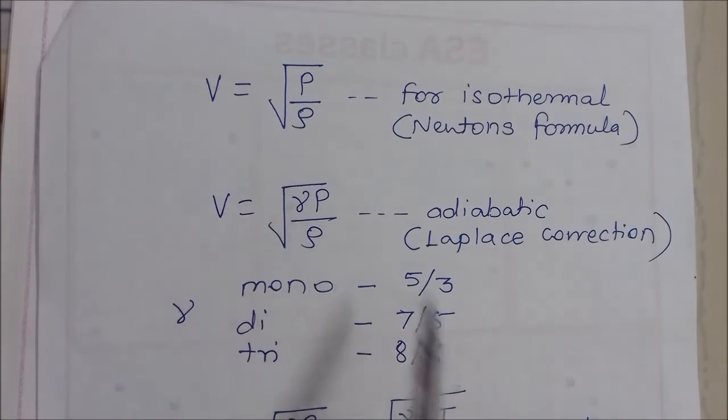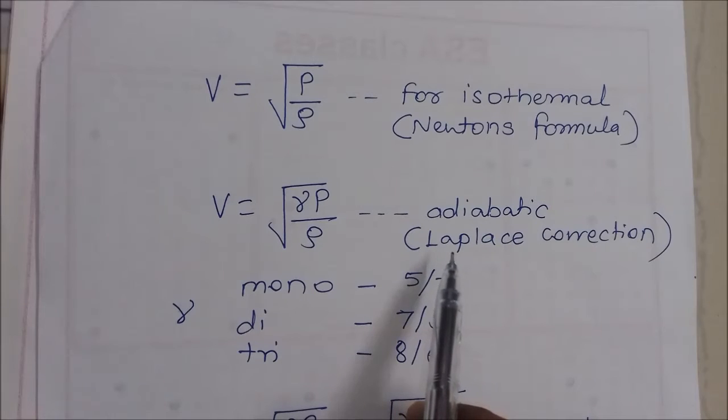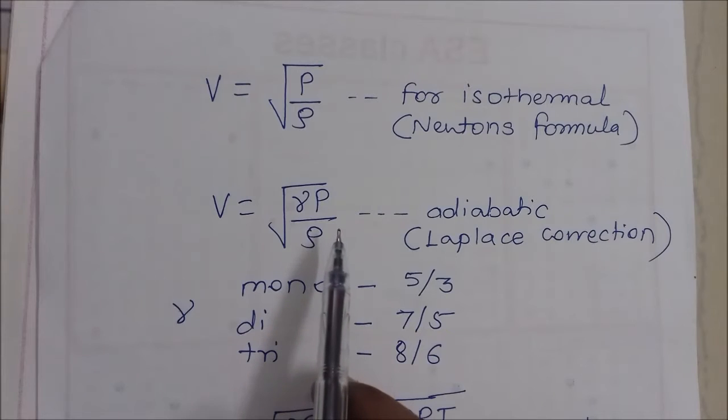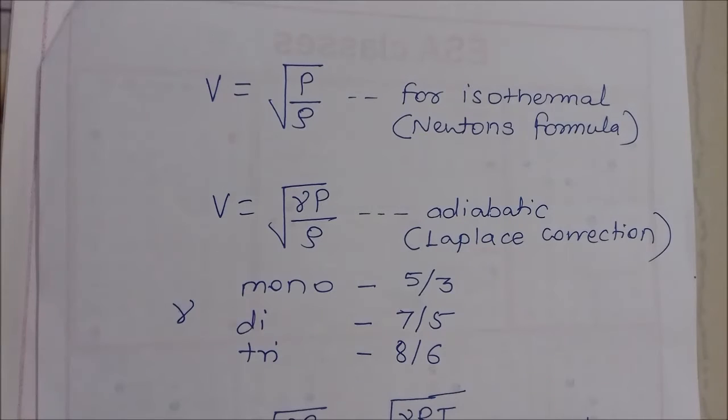Then after that, Laplace proposed this change. He proposed that sound travels under adiabatic condition. So bulk modulus under adiabatic condition is what? Gamma into P. So velocity becomes root gamma P upon rho. Gamma for monoatomic is 5 by 3. For diatomic it is 7 by 5, and for triatomic it is 8 by 6. Gamma is Cp upon Cv.